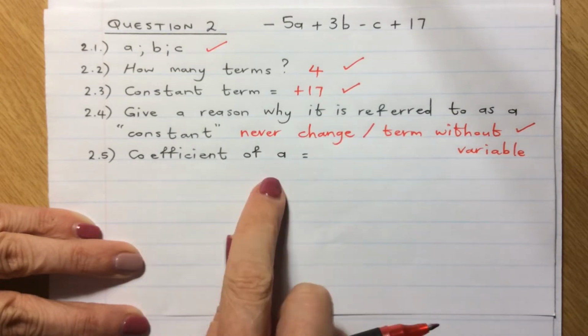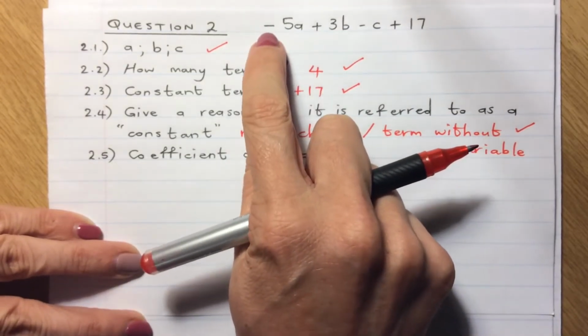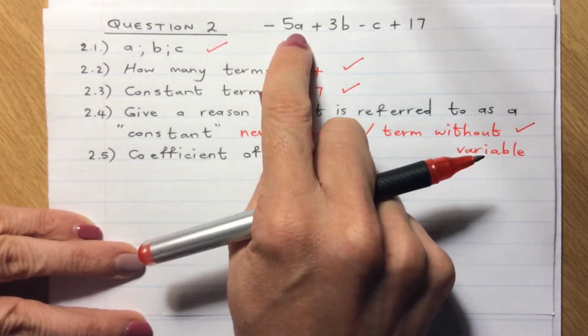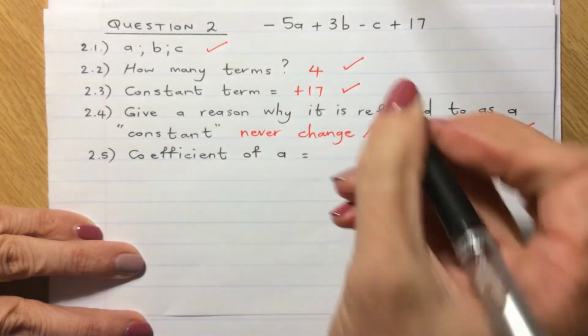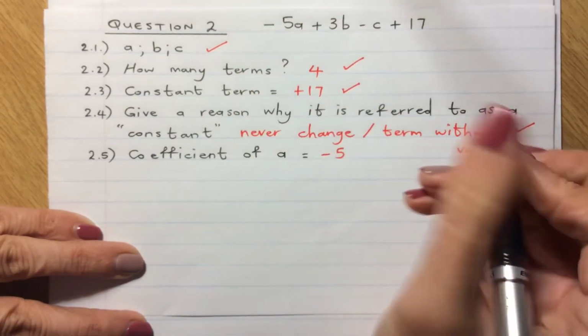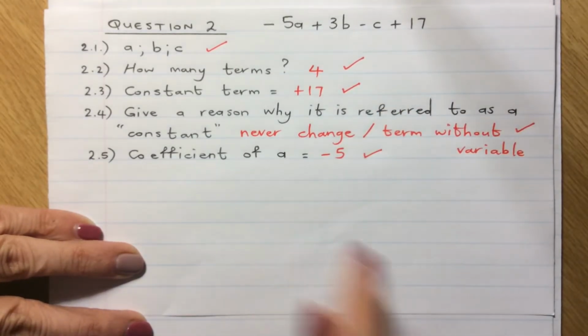Then lastly, what's the coefficient of A? I go and I look, what is the number connected to the A? In other words, right up against the A. It's a negative 5, not just a 5. I cannot forget about this negative sign in front, and that will give me my 1 mark there.